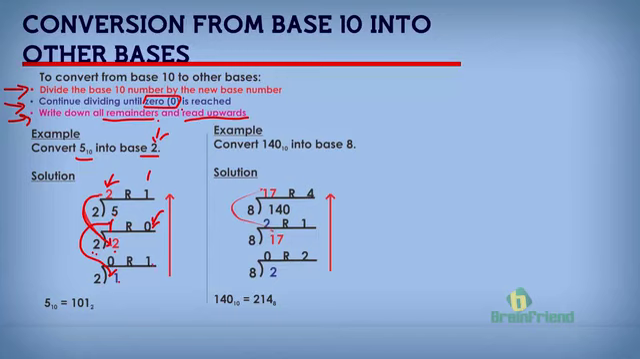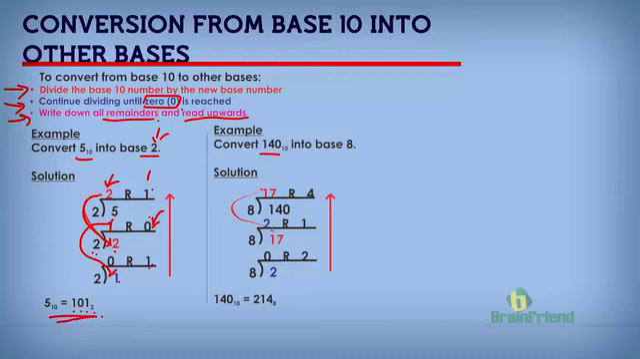Now, the last step says write down all the remainders and read upwards. Write them from down up. So we have 1, which is our last remainder. We have 0, then we have 1. So we say 5 base 10 is 1, 0, 1 in base 2. So that is how to convert numbers from base 10 into other bases. Let's take a look at another example.